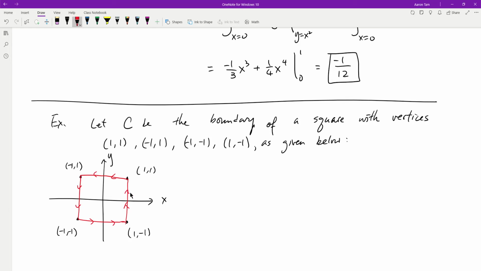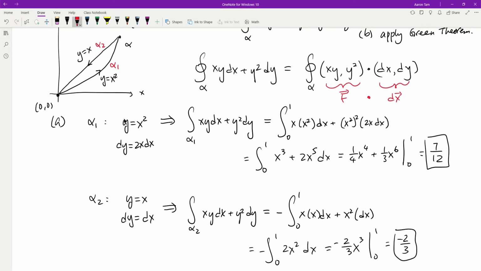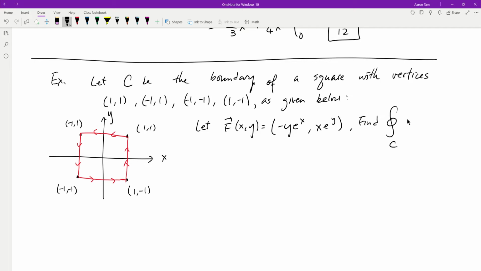Notice that in this case, the orientation of the curve does keep the region bounded on the left. Or if you think about a closed curve with a counterclockwise orientation, just like this one right here, we go around in this direction. That's the orientation. And now let's say I want you to find this line integral. We're going to let vector f of (x, y) equal (negative y e to the x, x e to the y). I'm going to ask you to find the closed curve integral over C of f dot d vector x.